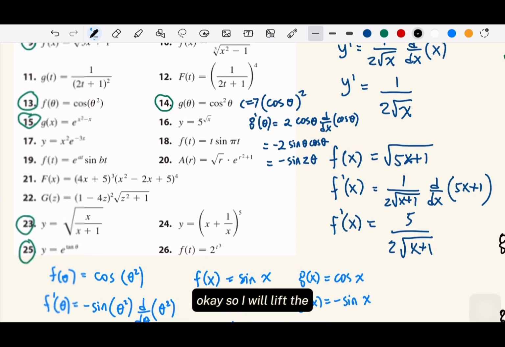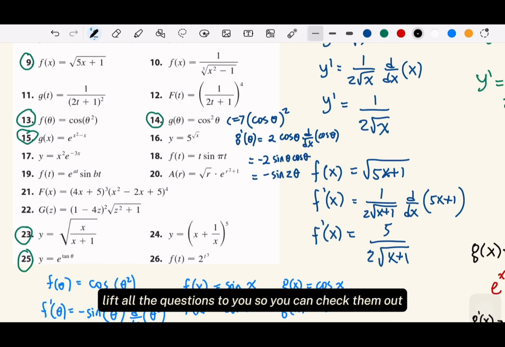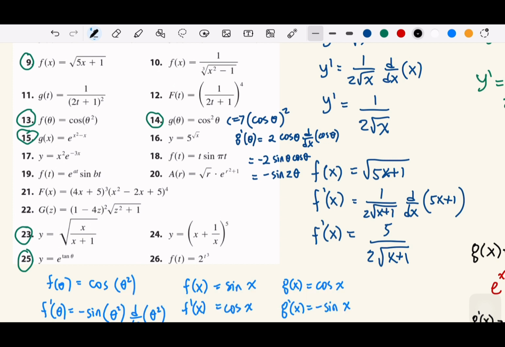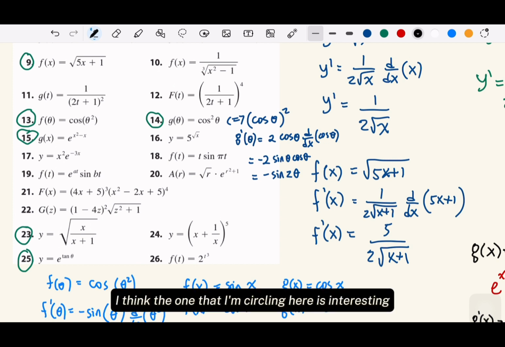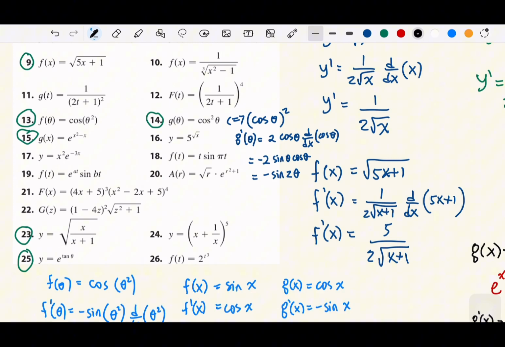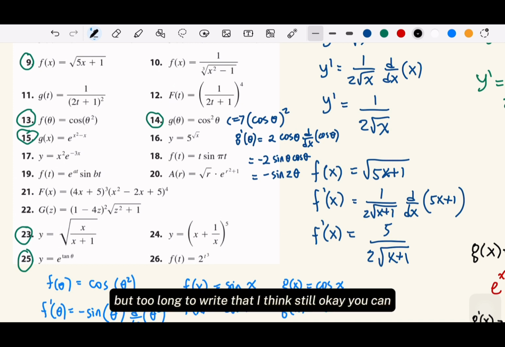Okay, so I will leave all the questions to you, so you can check them out. And I think the one that I'm circling here is interesting. The other one is simple but too long to write, but I think it's still okay. I think you can do it. Like number 21 is just normal. You can take the derivative, 3 to the front and then chain rule, multiply by 4, so 12, times 4x plus 5 squared. x squared minus 2x plus 5 is 4. And you can do it, right? You can do it, I think. It's simple, but you need to write a little bit long.